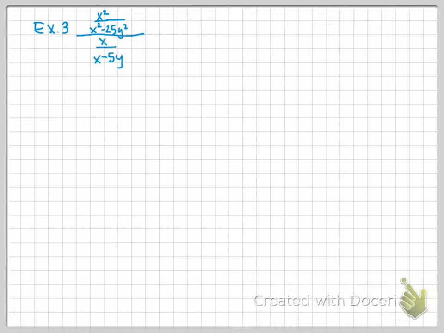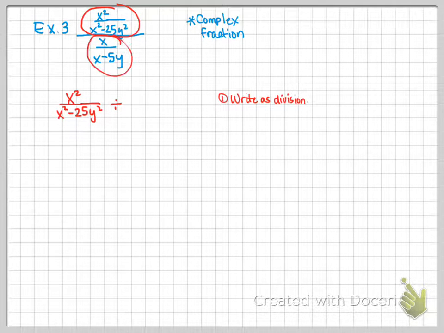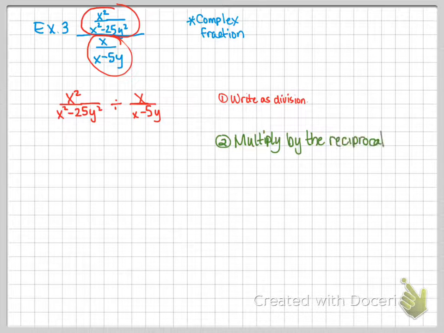Okay, our last example is called a complex fraction. And it looks a bit complicated. But our first step, we're going to simplify this by just writing it as a simple division of fractions. So we take our numerator, which is x squared over x squared minus 25y squared, write divide, and then take our second fraction, x over x minus 5y. So this is like what we just did in example 2. Now, second step, multiply by the reciprocal. Keep the first fraction the same, change divide to multiply, and flip the second fraction.